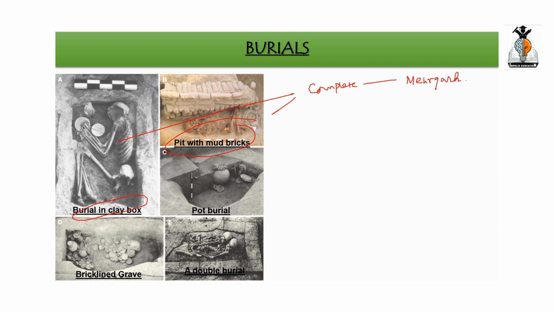Next, pot burial and brick lined grave. Both are examples of pot burial which is found in Kalibangan. The last figure, that is a double burial, is an example of complete burial which is found in Lothal. It also shows the system of sati at the time.